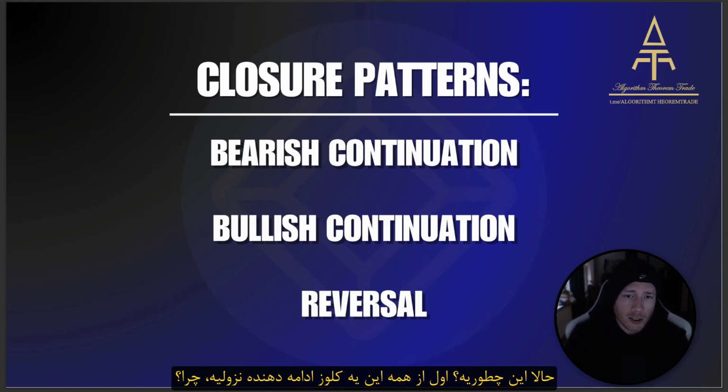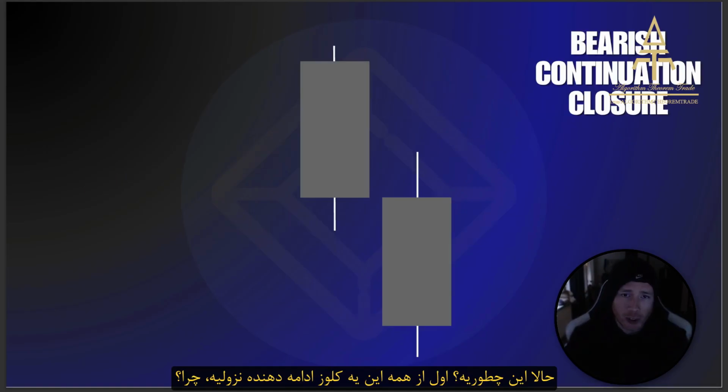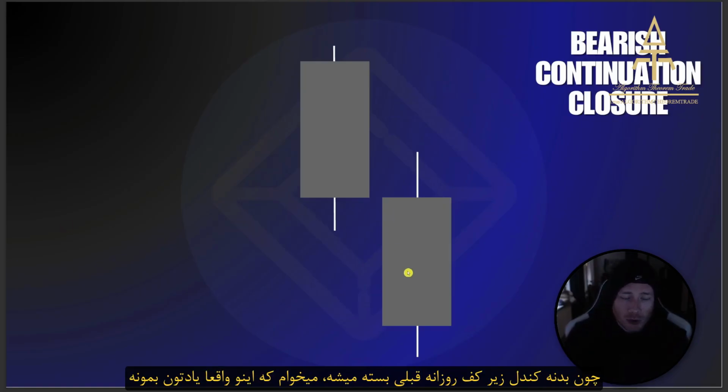Now what does that look like? First of all, this is a bearish continuation closure. Why? Because the body of the candle closes below the previous daily low. I want you to really remember that.